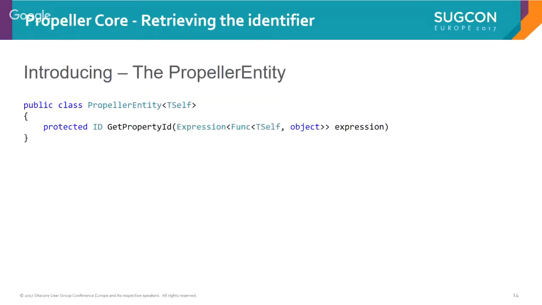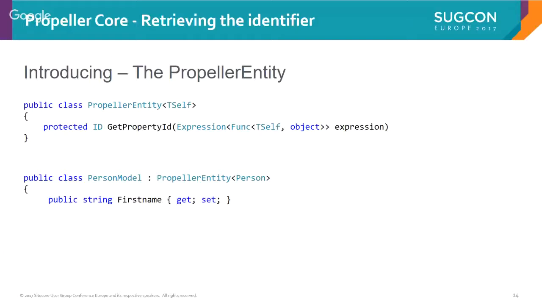The result of that is the Propeller entity, which has this method called get property ID, and it takes in an expression. And this expression, because you can see the generic input of the class is supposed to be the object itself. So we have an expression of itself, so we can use that to statically type through its own properties, and in return it will get back the ID for us.